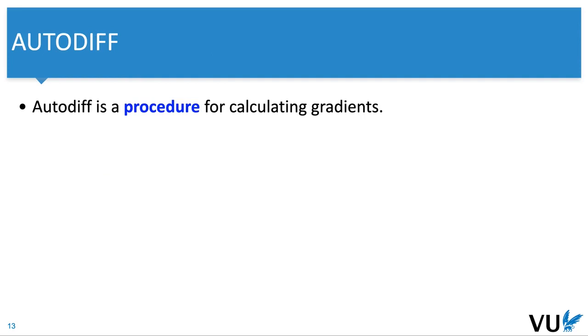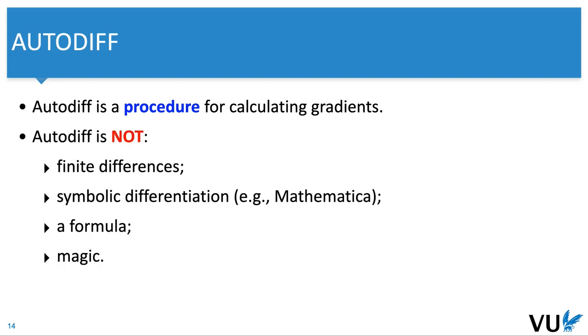And so AutoDiff is a procedure for calculating gradients. This is what we need to remember. But we also need to remember that AutoDiff is not finite differences. That is a way you can check whether your gradient is correctly calculated, a numerical procedure, but this is not AutoDiff.